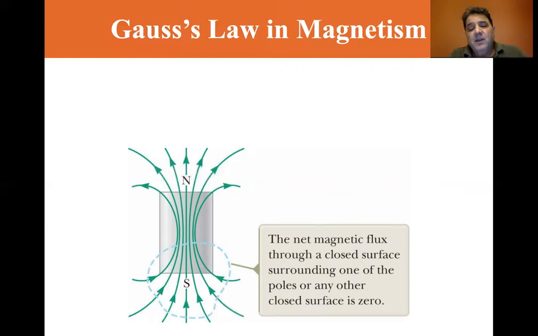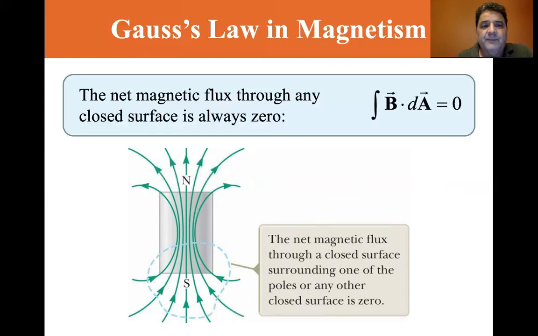Here it's the same with the magnetic field. You've got magnetic field lines going into the surface, but then magnetic field lines coming out of the surface at the same time. So the net magnetic flux through a closed surface surrounding one of the poles or any other closed surface is 0. So the net magnetic flux through any closed surface is always 0. The integral of B dot dA equals 0 for a closed surface.